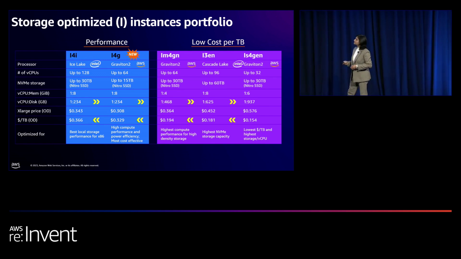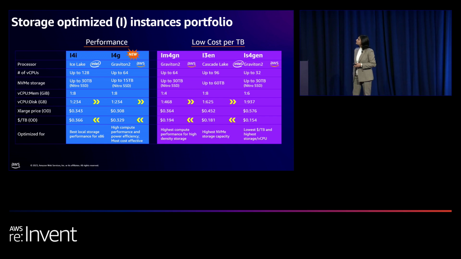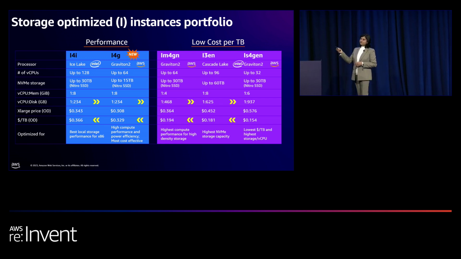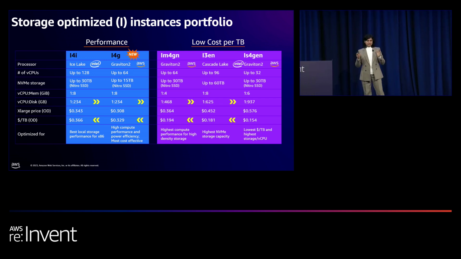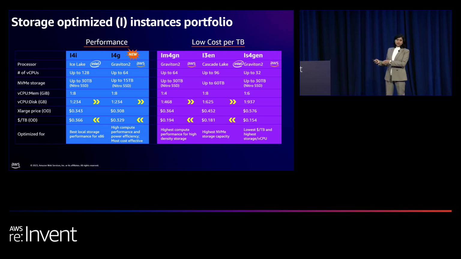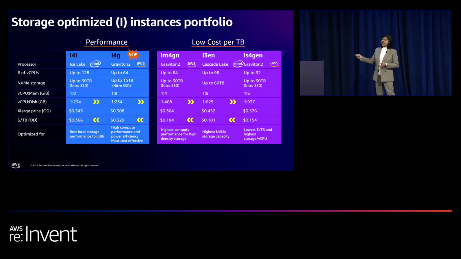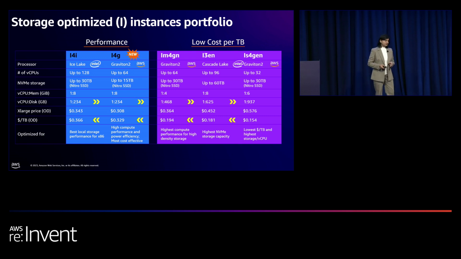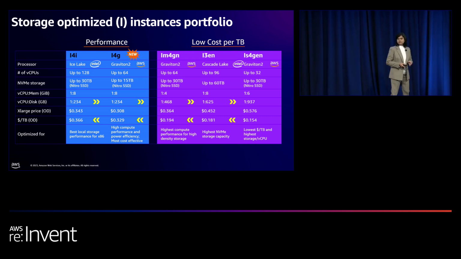Just going deeper into the storage optimized portfolio, this is to give you an idea about how they compare with each other, what type of spec these instances carry. In the performance category, you will notice that both I4I and I4G have the same vCPU to memory and same vCPU to storage ratio. But what's the difference? I4G is Graviton2-based and delivers better compute performance and better price performance than the I4I. It's 15% faster compute performance than I4I.